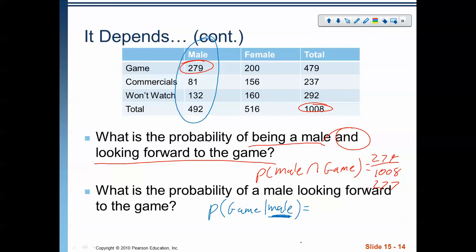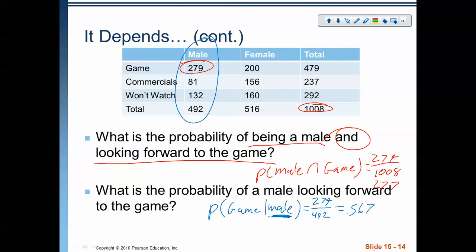So of the males, there are 279 out of 492 looking or interested in watching the game. And that's 279 over 492, which is a 0.567 chance.